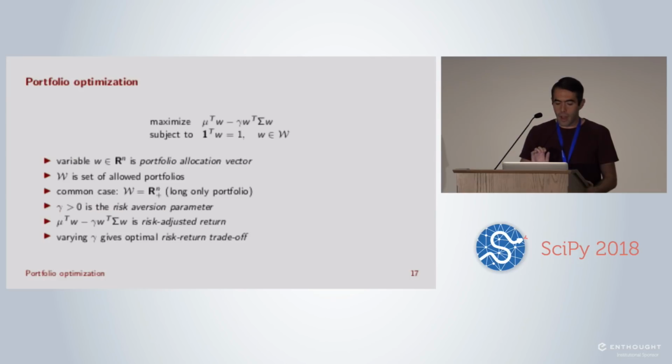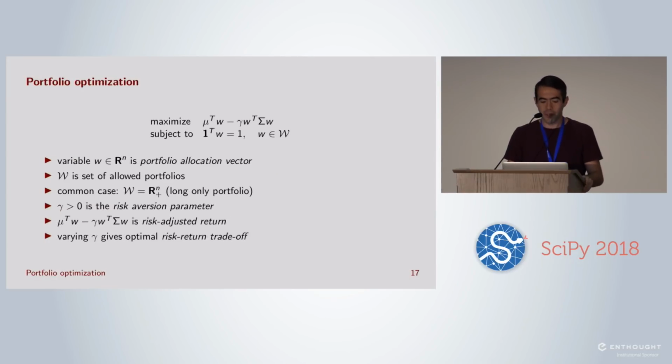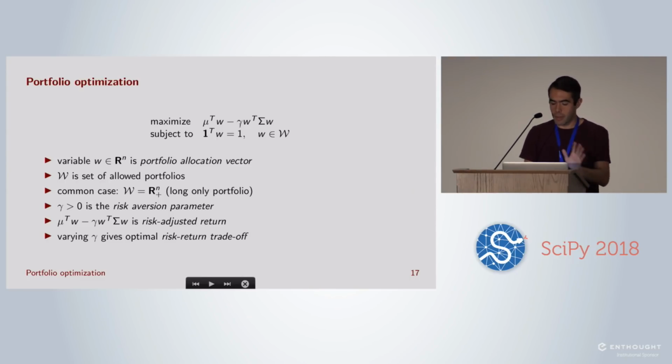So now an example, something you can go and try out at home. Portfolio optimization. How do you want to buy and sell some stocks? You've got some tips. How do you exploit them? So this is how it works. This is what people actually do, more or less. So you have variable w, which is your allocation among your portfolio.